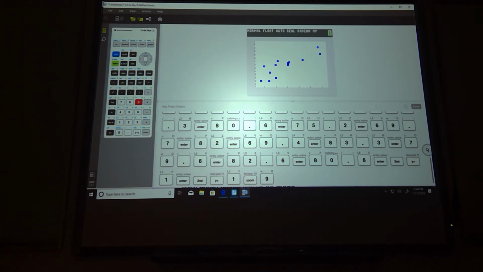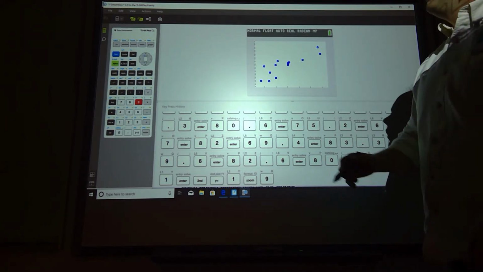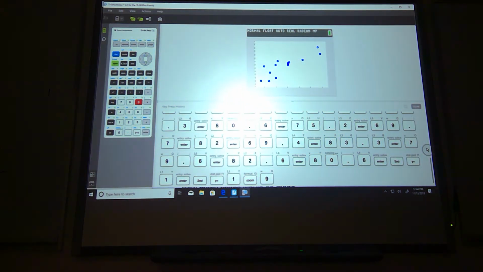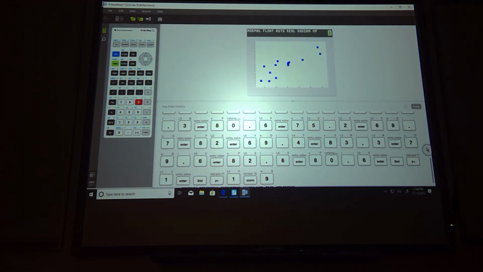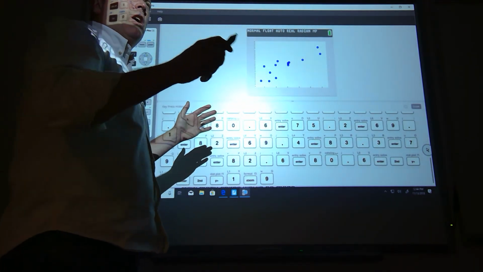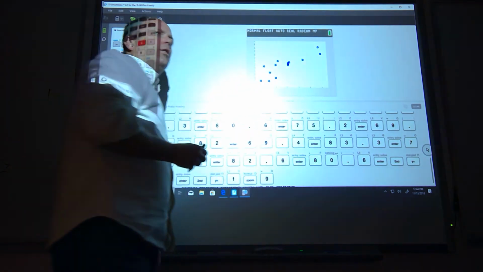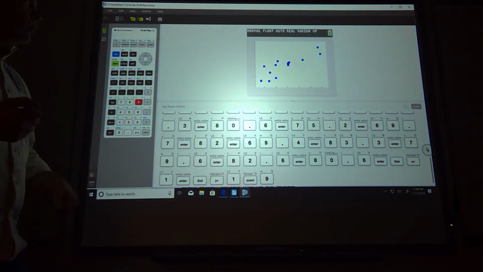Alright, so does everyone have something that kind of looks like this? I got one just straight line. Alright, so does everyone feel comfortable that this is symbolic of some sort of straight line? Yes. Okay, so let's figure out our straight line.